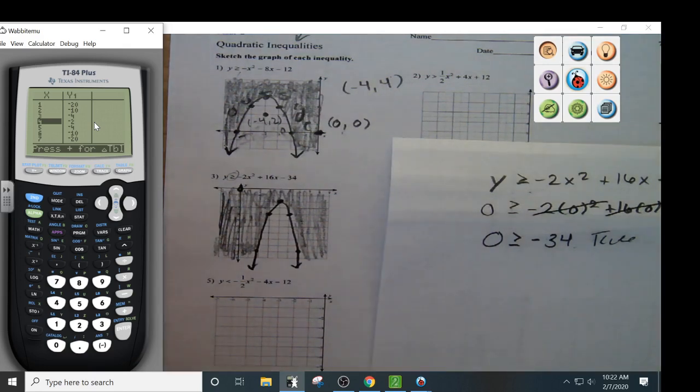Anytime you see the word inequality, that's an automatic giveaway. You're going to have a region of answers. You're not going to have a single finite answer.